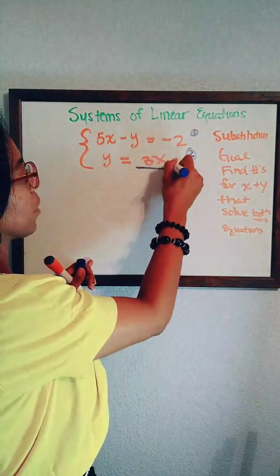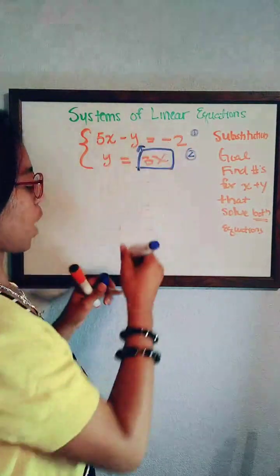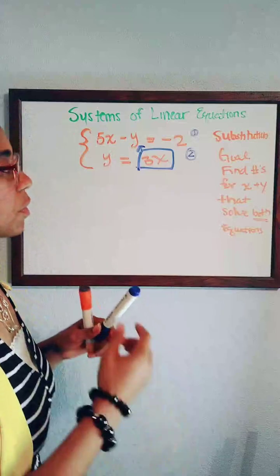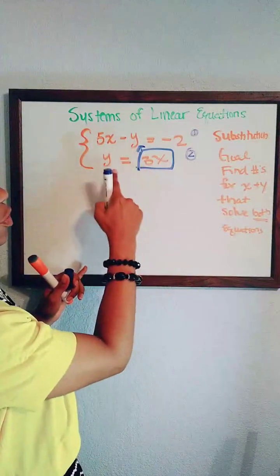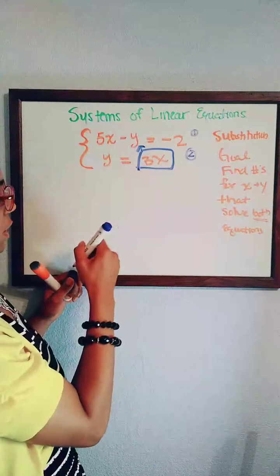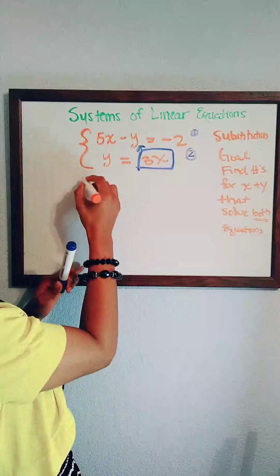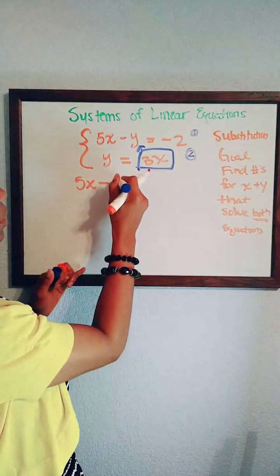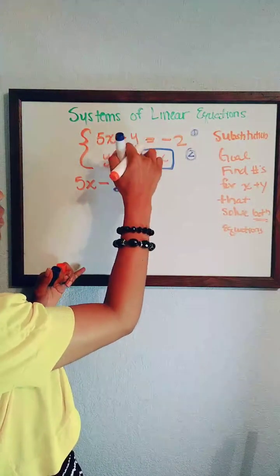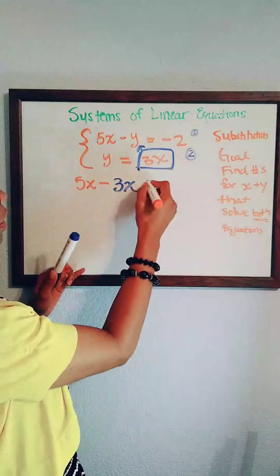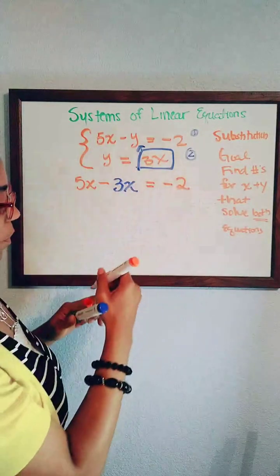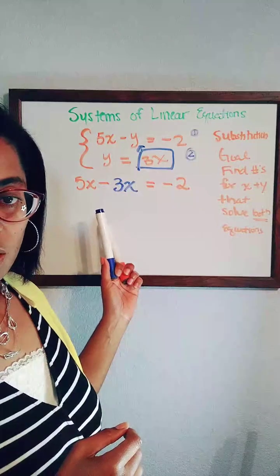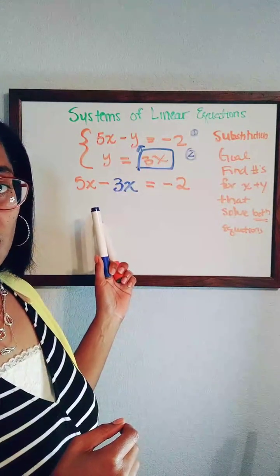So we're going to take all this information and insert it into the y. We're going to substitute 3x into our top equation. So we have 5x minus 3x, because we're replacing the information that we have for y, is equal to -2. Now we're happy because we only have one variable to solve for, and it makes our life so much easier.